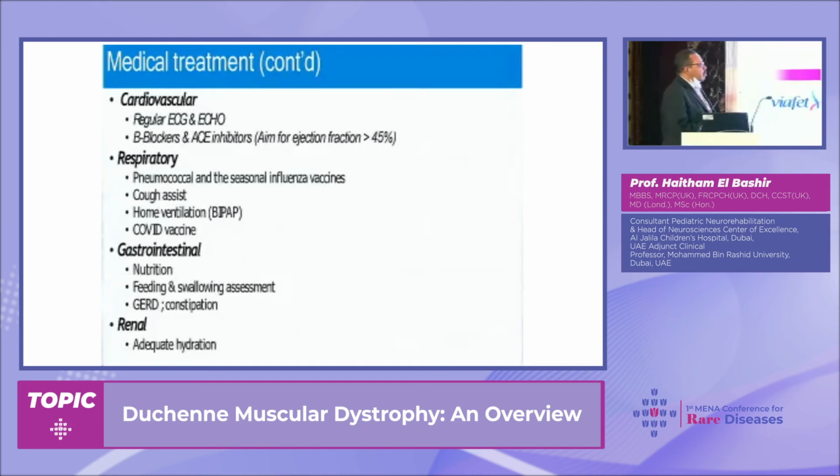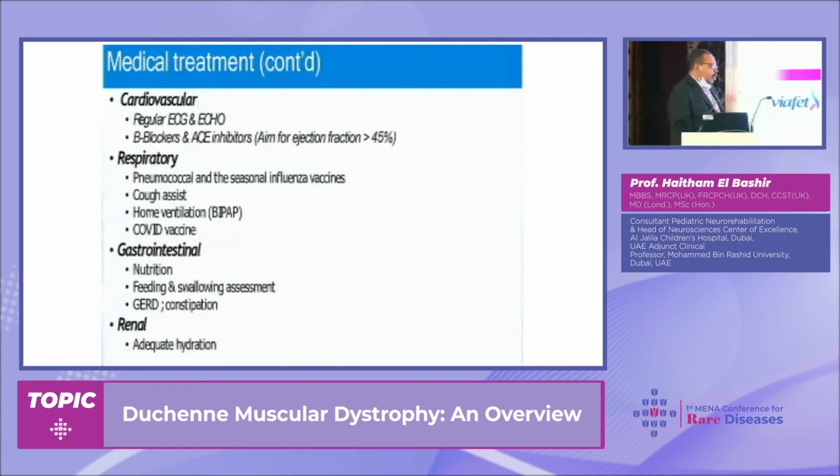When they go to the pulmonologist, they make sure that they've got all their vaccines, including pneumococcal and flu vaccine. Many of them, when they get to the stage needing respiratory support, may have BiPAP, cough assist, and suction. You want to make sure that the parents are vaccinated against COVID. Nutrition is very important, and sometimes these children do not eat well.